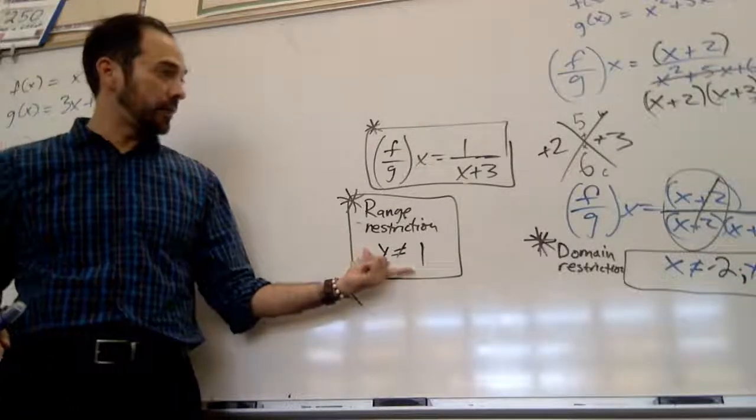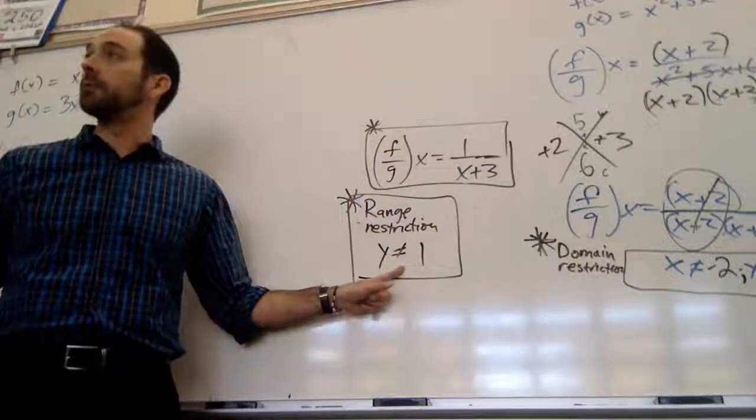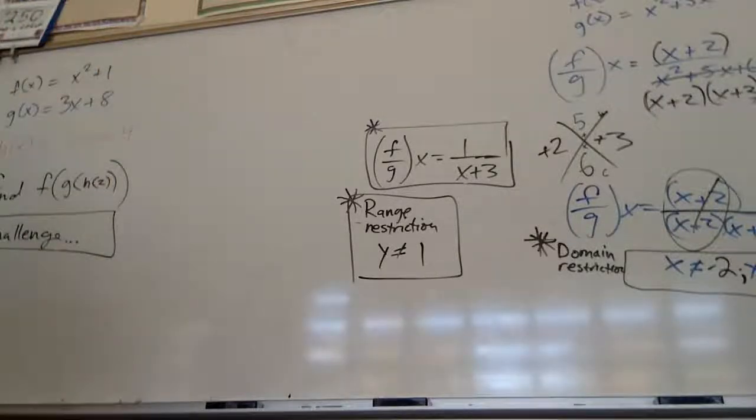What did I plug in here? It would be at negative 2. When I plug in negative 2, I get 1. So there would be a hole at negative 2, 1. Yeah.